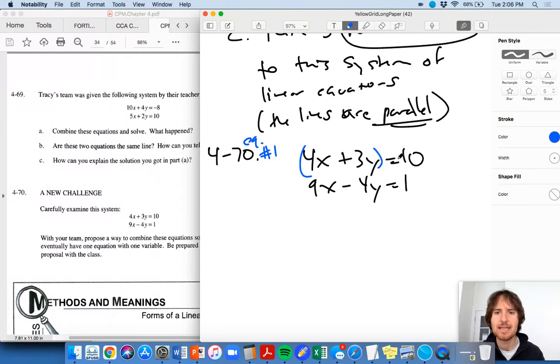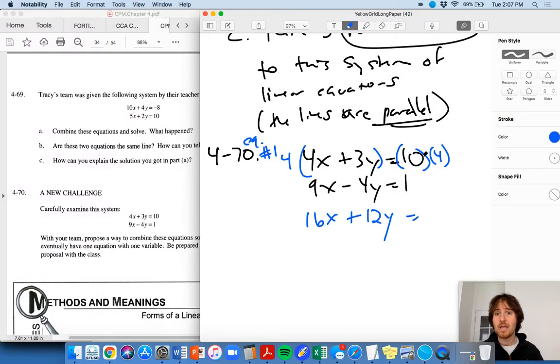What I can do with that is, you know what? This 3y can't get to -4y, but it could get to 12, right? I could take this one, multiply it by 4. Just stay with me for a second, because the idea is I want to get my 3y and the -4y to cancel out somehow. I'm not going to deal with the x's. I'm going to try to eliminate y. If I multiply by 4, I'd end up with 16x here, but more importantly, 3y times 4 is 12y. And over here, 10 times 4 is 40. Okay, I got 12y here.